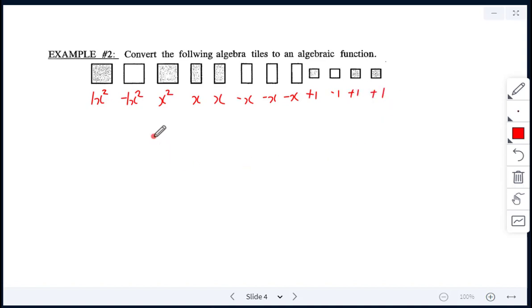Then you can cancel out here, like 1x squared minus x squared cancel each other out. We have an x minus x, we have an x minus x, and then here we have plus 1 minus 1, it cancels out, and you can still see we end up with the same. We still end up with x squared minus x plus 2.